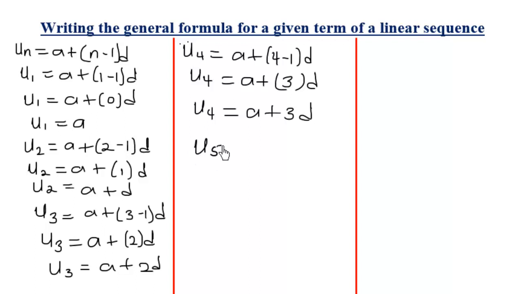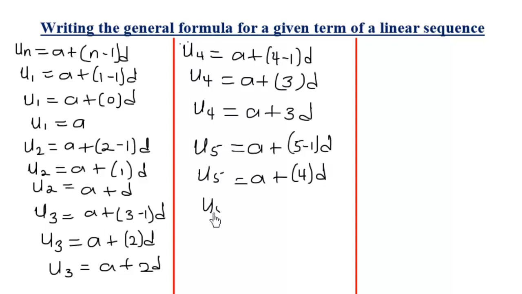The fifth term, n is 5, is equal to a plus 5 minus 1 multiplying d. So the fifth term gives us a plus, now 5 minus 1 gives us 4 multiplying d. The fifth term is equal to a plus 4d. Alright, so if you can see a particular trend, when we are looking at the first term, we multiply 0 by d. That gives us the first term to be a.